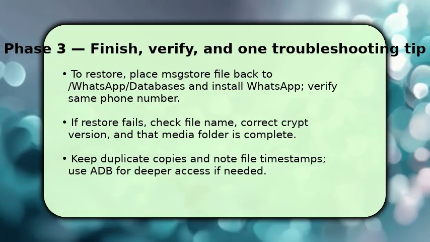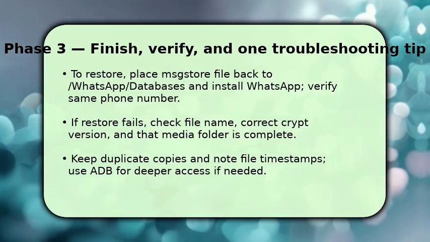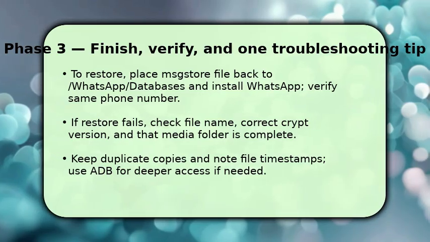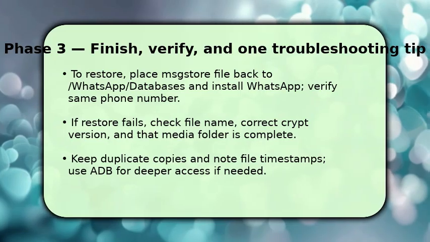To restore locally, move the backed up msgstore file into WhatsApp/databases on the target device, install WhatsApp, and confirm the same phone number when prompted. You do this because WhatsApp detects local DB files during setup.